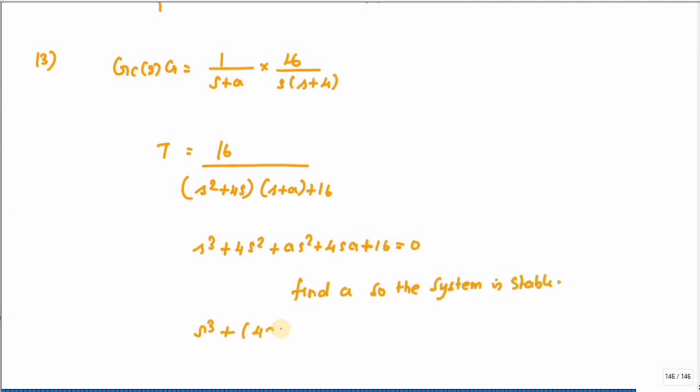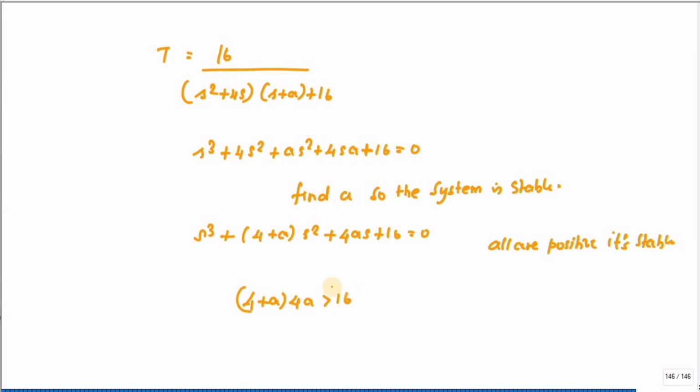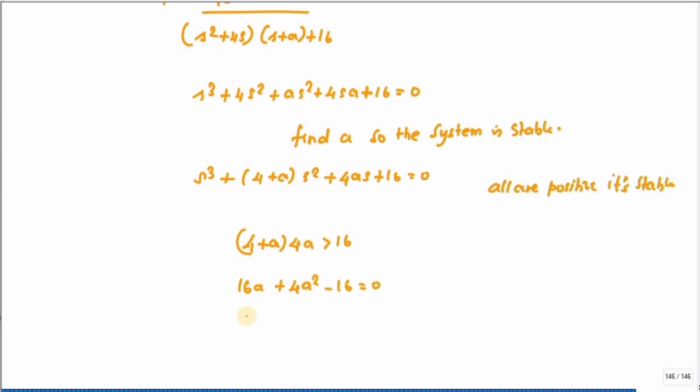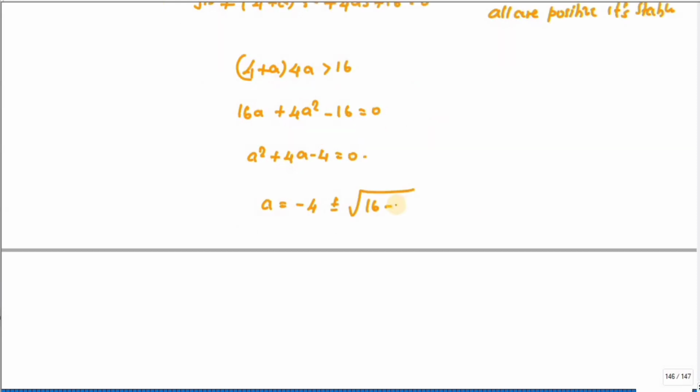So in order to find the A, you can see all are positive, so the system is stable, and if I equate the s square term and common, I will get the equation like this. So here the (4 plus A) into 4A should be greater than 16. So if I solve, I will get 16A plus 4A square minus 16 is equal to 0. So if I divide the whole term by 4, I will get A square plus 4A minus 4 is equal to 0.